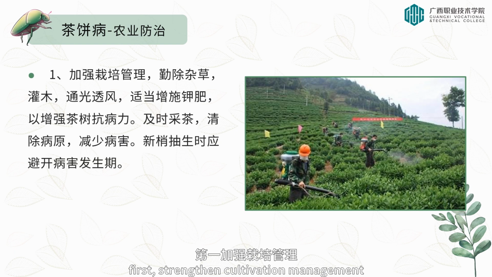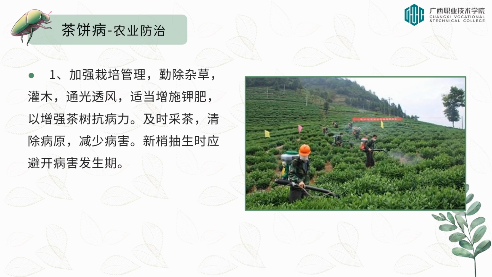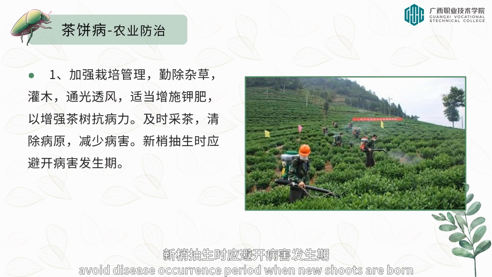First, strengthen cultivation management. Diligently remove weeds and shrubs. Ensure light and ventilation, and appropriately increase potash fertilizer to enhance tea plant disease resistance. Pick tea in time to remove pathogens and reduce diseases. Avoid the disease occurrence period when new shoots are born.